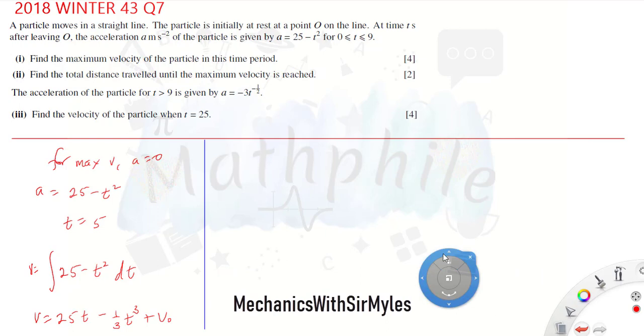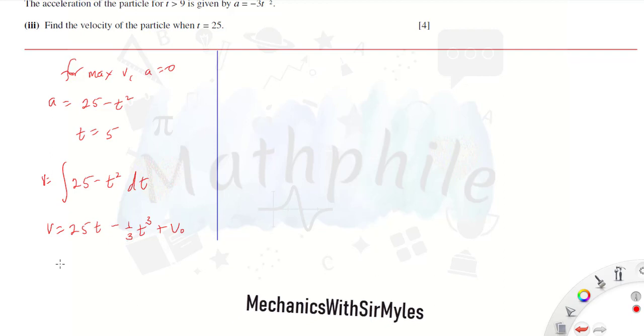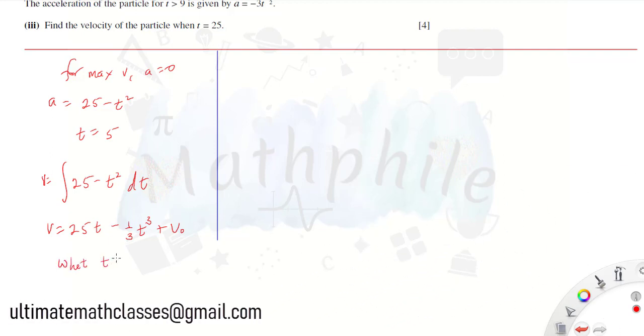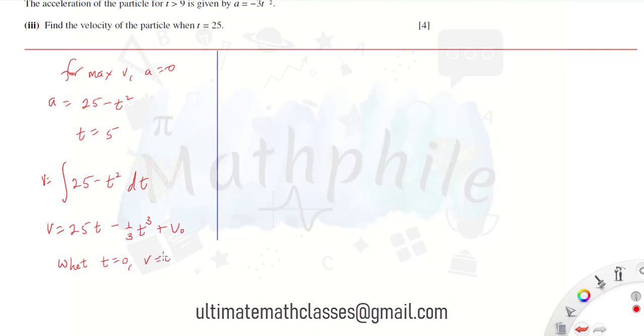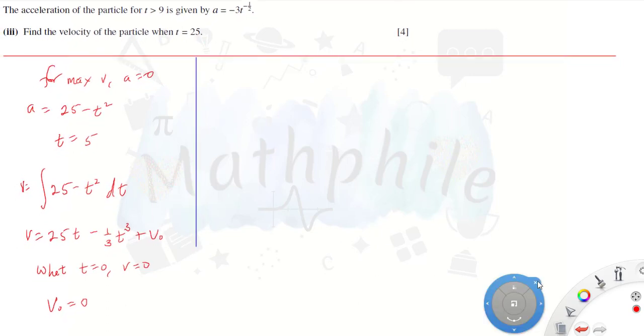So we can use that to write out an initial condition. When time is equal to 0, the velocity was 0. So when t is equal to 0, velocity was equal to 0. If you do your substitution and solve for v naught, you realize that v naught is equal to 0. Is that okay? Yes, please. So we can use this to write out our new velocity function. My velocity function now becomes v is equal to 25t minus 1 over 3 t cubed. That's all. We're told to find the maximum velocity.